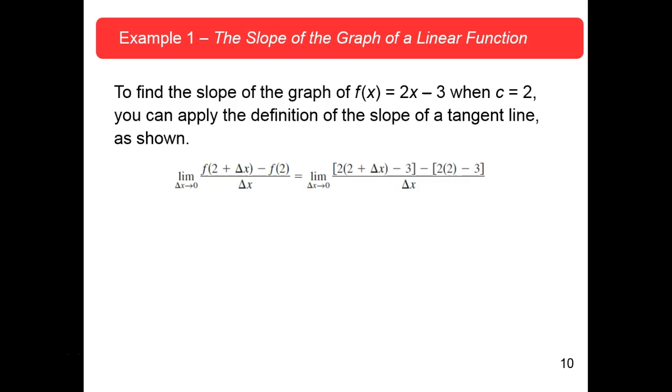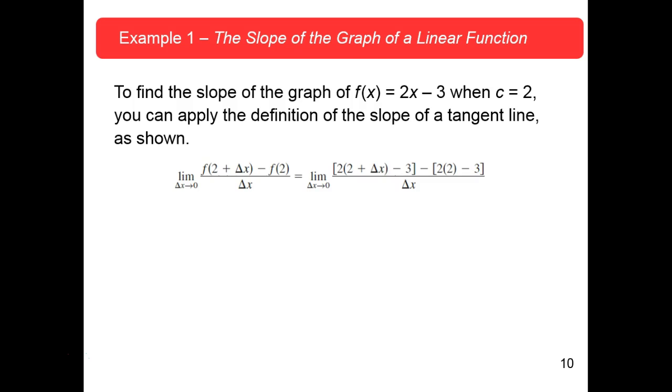If you're following in the book, it's the top of page 102. To find the slope of this graph, f(x) = 2x minus 3, when c is equal to 2, that's the x value, you can apply the definition of the slope of a tangent line. Does anyone want to hazard a guess of what the slope is going to be? You don't have to. Okay, don't worry about it.